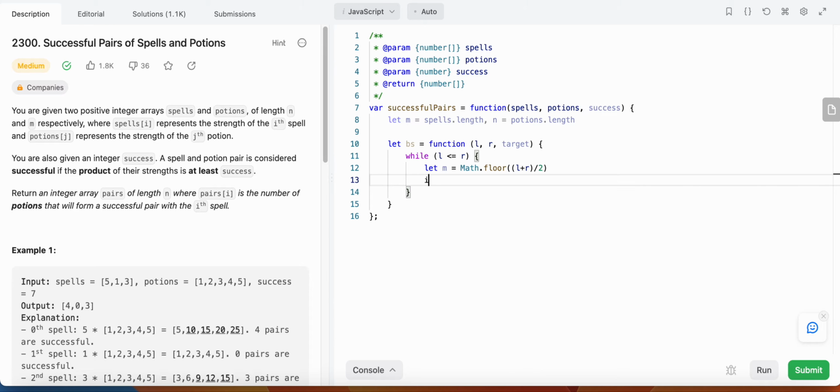Once we have that mid, we are going to make our comparison. If portions at index mid is less than our target value, then we will do left equals mid+1, else we are going to do right equals mid-1. And then finally, once the loop breaks, we are going to return the left index.